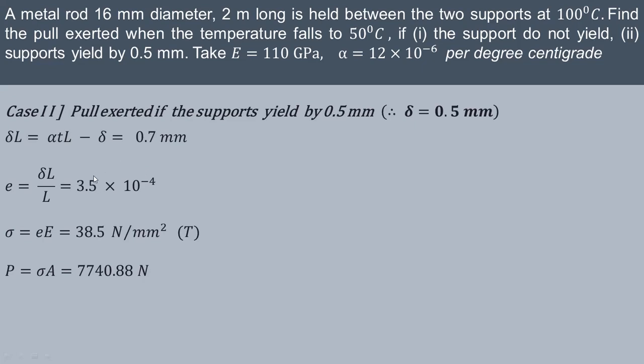Strain is not having any unit. Stress is equal to E into strain, that is 38.5 Newton per mm square tensile stress, and then force will be equal to stress into area. So value of stress is 38.5 and area is pi by 4 d square, that is pi by 4 into 16 square, since 16 mm diameter is given. So pi by 4 into 16 square multiplied by sigma, that is 38.5 Newton per mm square. So that value of P comes out to be 7740.88 Newton.